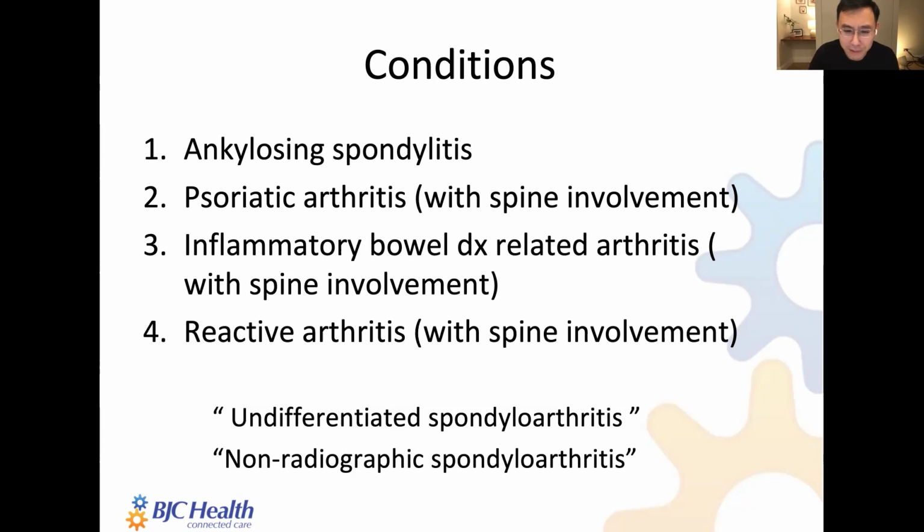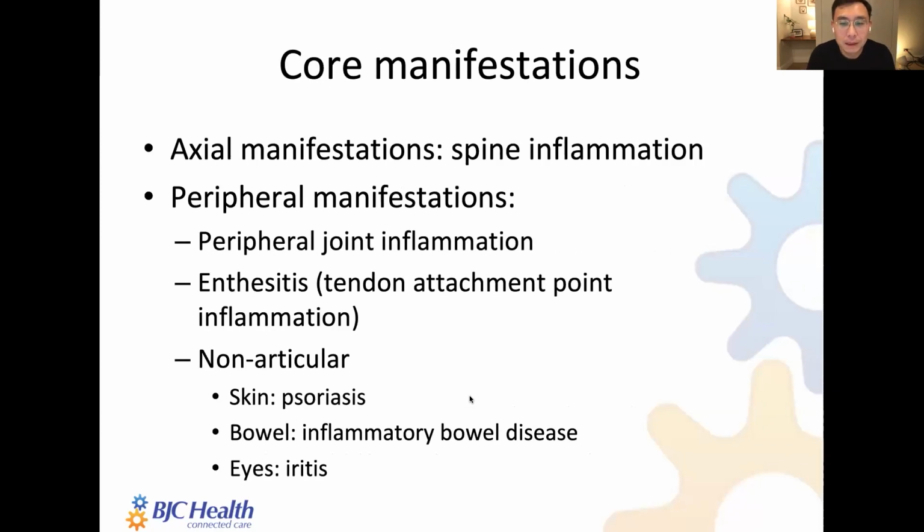Okay, doesn't advance well. I'll try again. There we go. All right. So the core manifestations for these conditions, you can think of it as axial manifestations when you get predominantly spine inflammation. Then the peripheral manifestations, so you can get joint inflammation. Enthesitis is probably not a term many of you have heard about. It refers to inflammation at the junction where the tendon or ligament attaches to the bone. So we call that enthesitis.